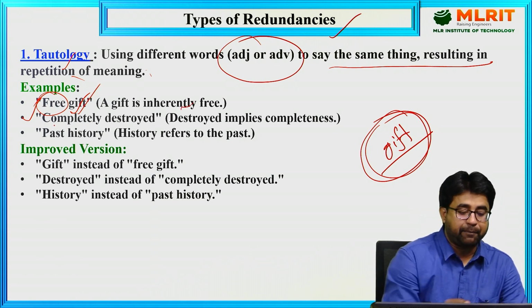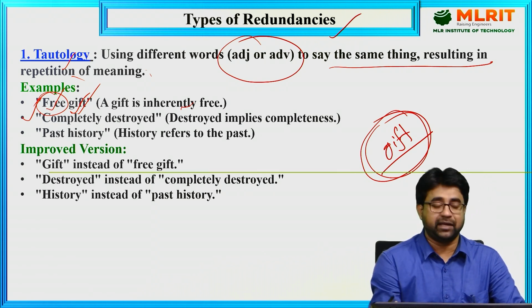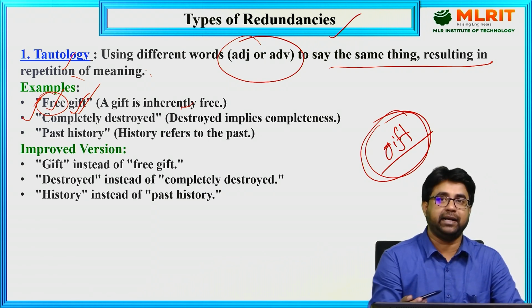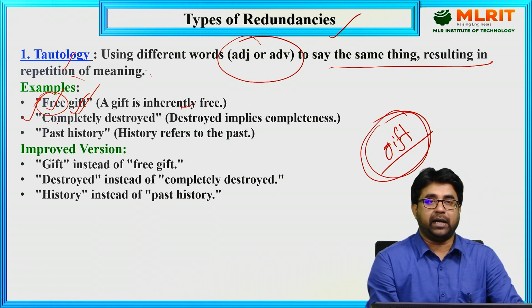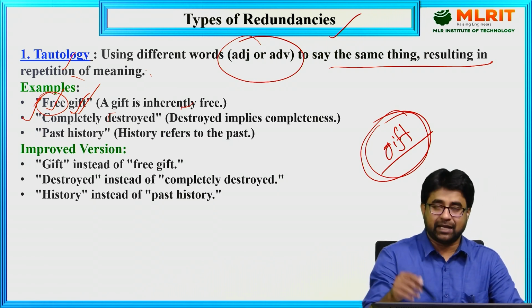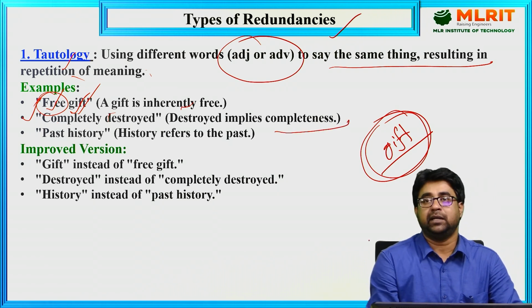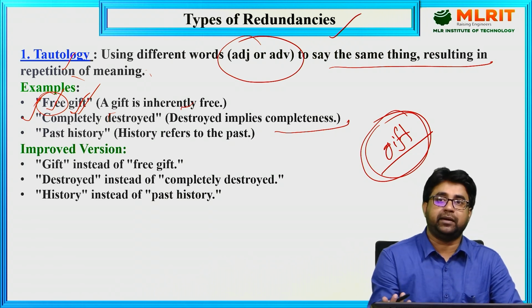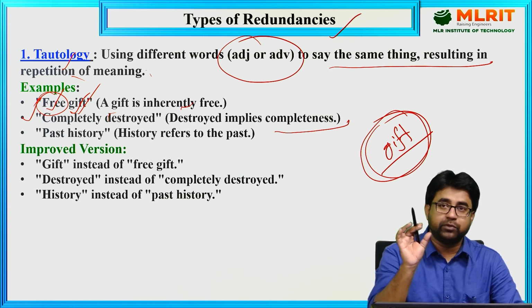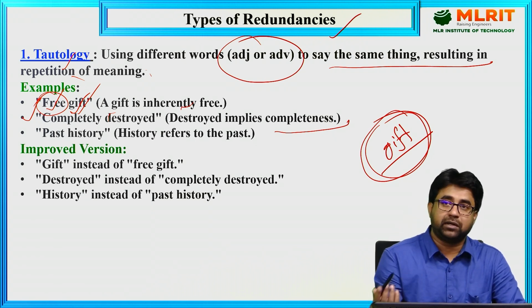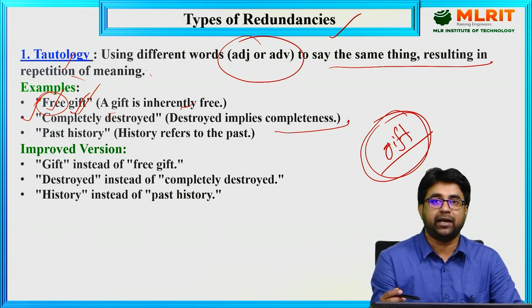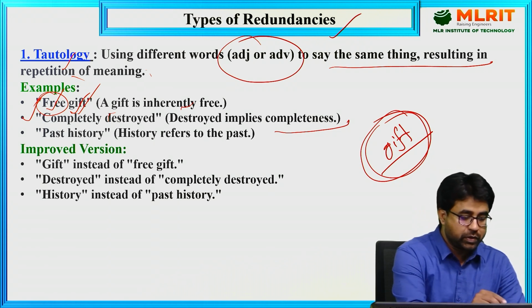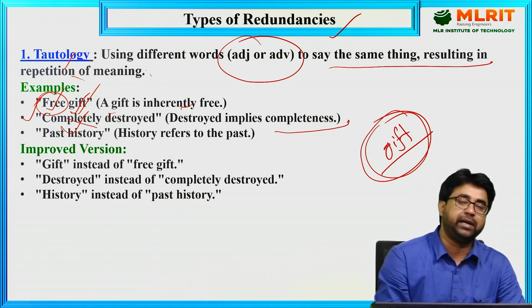So here free, the adjective, is an unnecessary thing. It's repeating the same idea. Completely destroyed. Now, what is the meaning of destroyed? Destroyed itself implies completeness. If something is destroyed, that means the destruction is complete. That's why you are using the word destroyed, right? If it is not completely destroyed, you cannot use the word destroyed. You can say affected or damaged, right? But if something is destroyed, that means it's complete. So here, in completely destroyed, the adverb completely is not required.